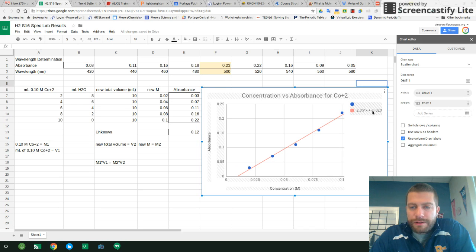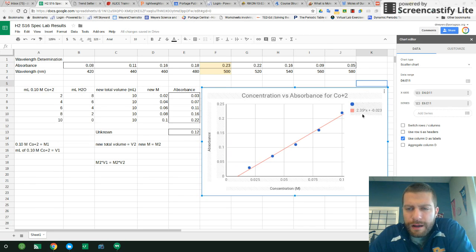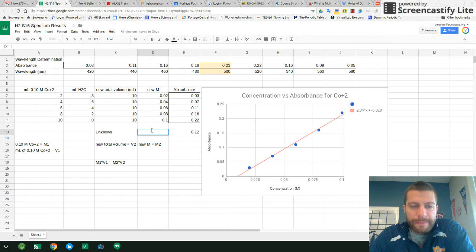Now you'll notice the equation here has the following equation. Y equals 2.35x minus 0.023. This is the y-intercept. 2.35 is the slope. X is our concentration. So to solve for our unknown concentration right here, we can put the following equation in.